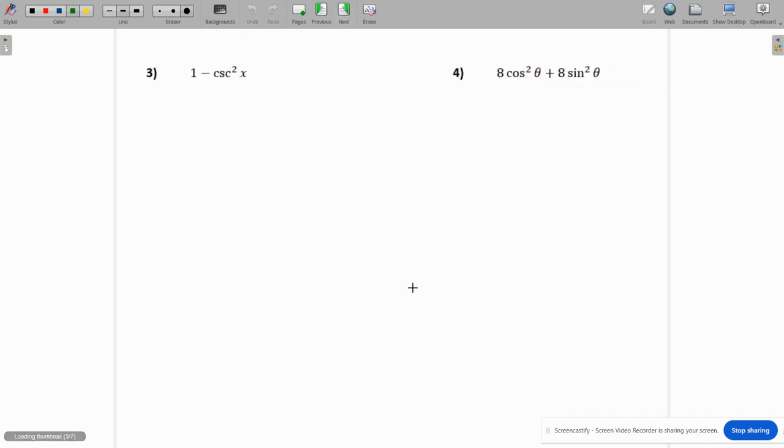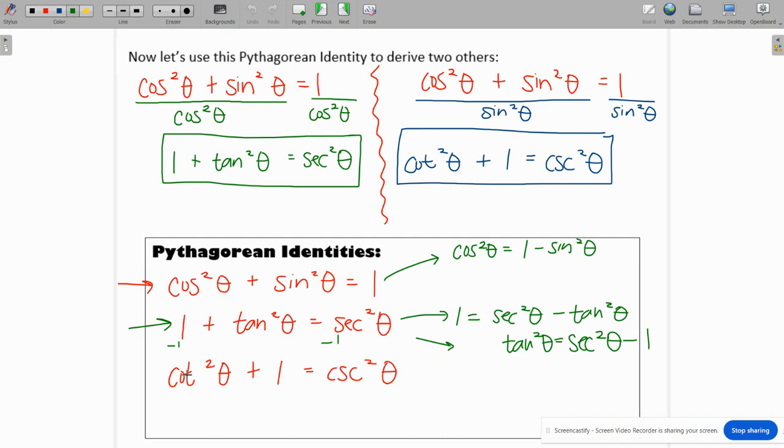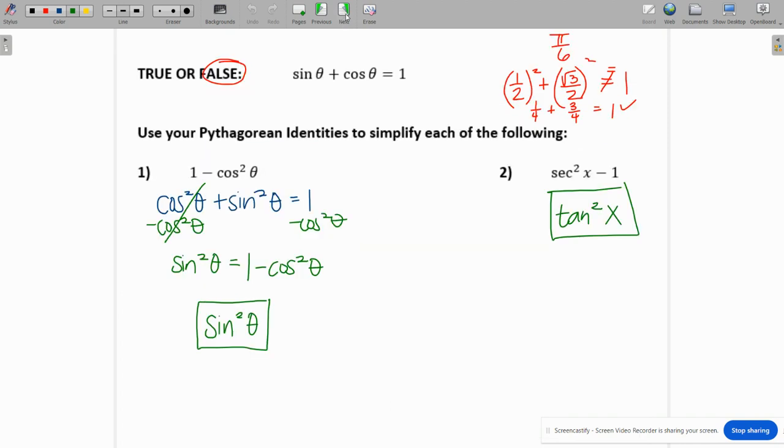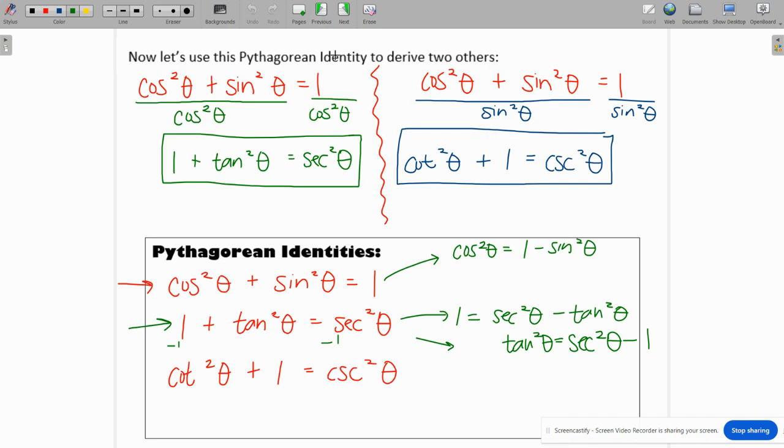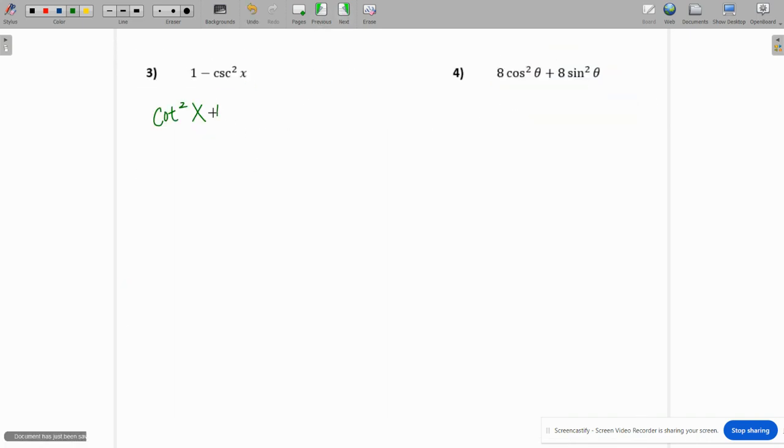Let's look at number 3. 1 minus cosecant squared of x. You might not feel like you have to write it all out, but I'm again just going to write down the expression that we have on the other page. So cotangent squared of x plus 1 equals cosecant squared. So this is going to be the expression that I'm going to have to use in order to manipulate this.